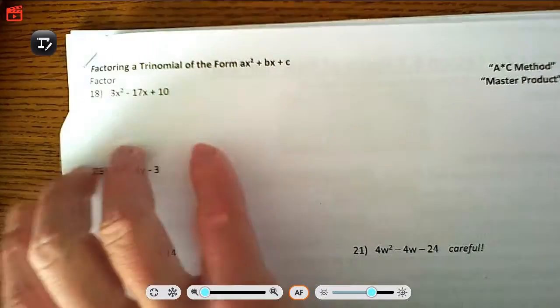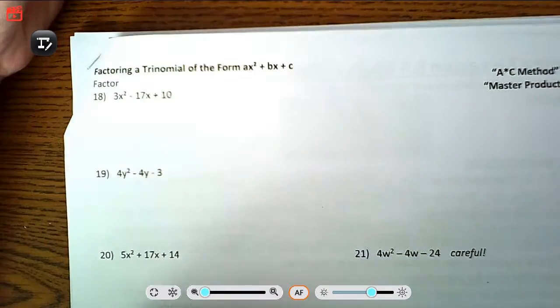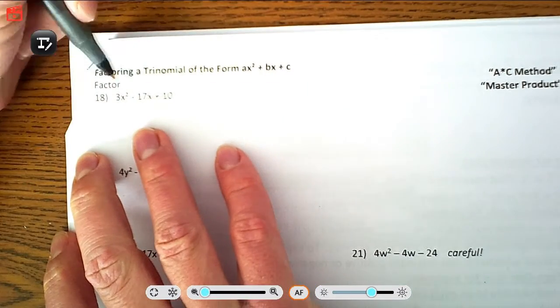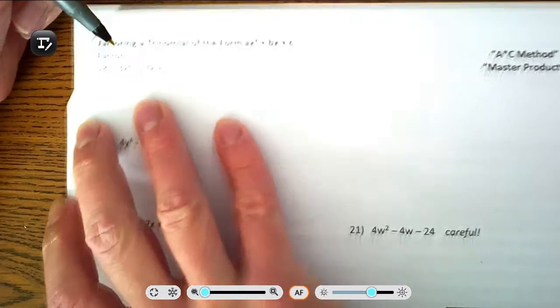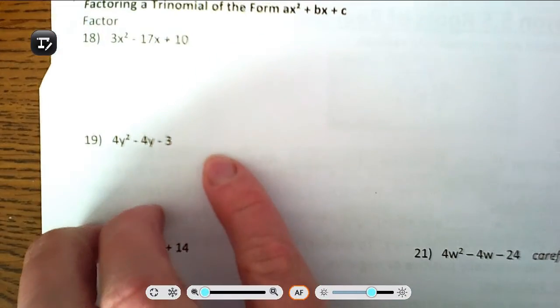Turn the page. Okay, so we're going to talk about factoring a trinomial. These trinomials now have a coefficient in the front spot. So what we want to do when there's a coefficient in the front is first try to GCF the coefficient out of that place. But in this case, there is no GCF for 3, 17, and 10 because 17 is prime.